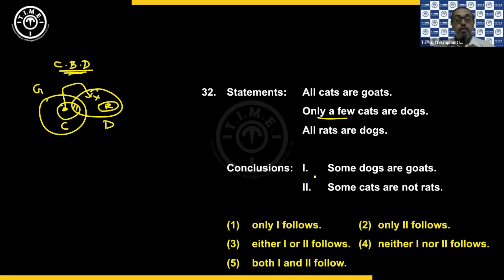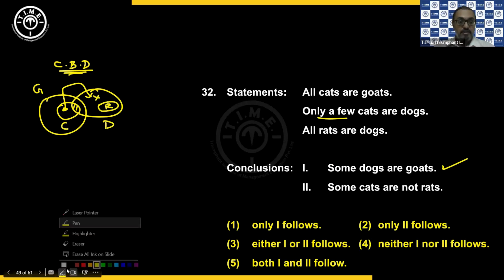Now look into the first conclusion. Some dogs are goats. Do I have an overlap between a D circle and a G circle, dogs and goats? Yes. So it is a positive conclusion that satisfies. So I can say follows. Conclusion 1 follows. Now conclusion 2 here is negative. Some cats are not rats. Check.